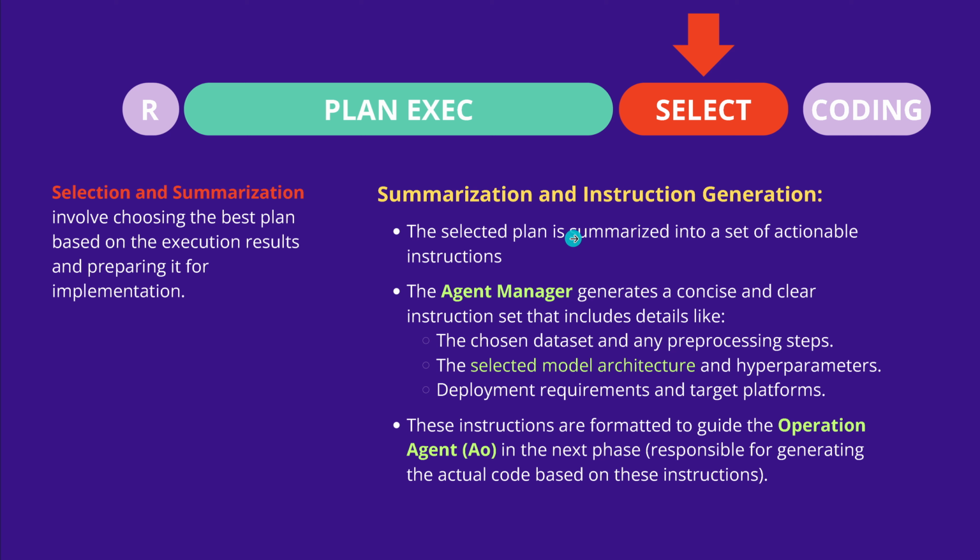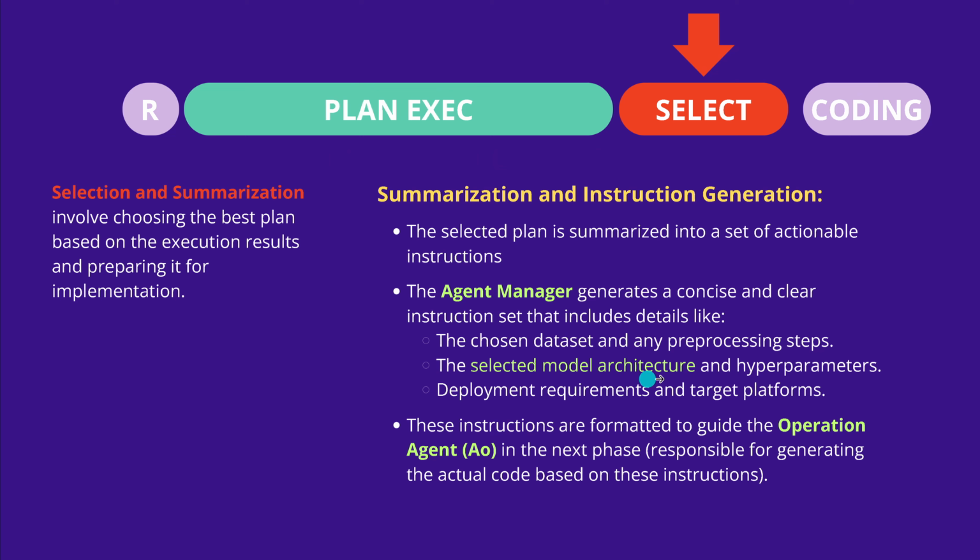So the selected plan is now summarized into a set of actionable instructions. Remember, this is some LLM doing all of this in our agent. So it depends here on the complexity level that the agent, and therefore our LLM or our VLM, is doing to find the real perfect set of actionable instructions for a specific configuration of the system. So it includes details like the chosen data set and any pre-processing steps.